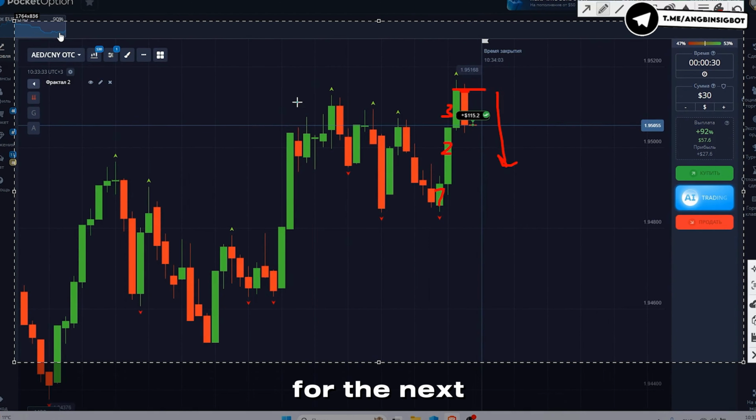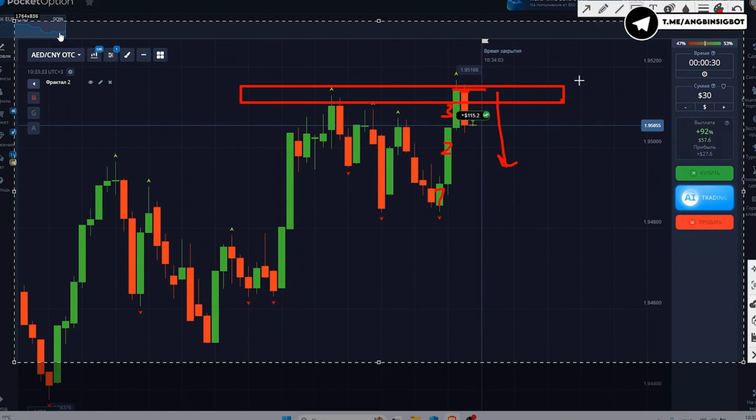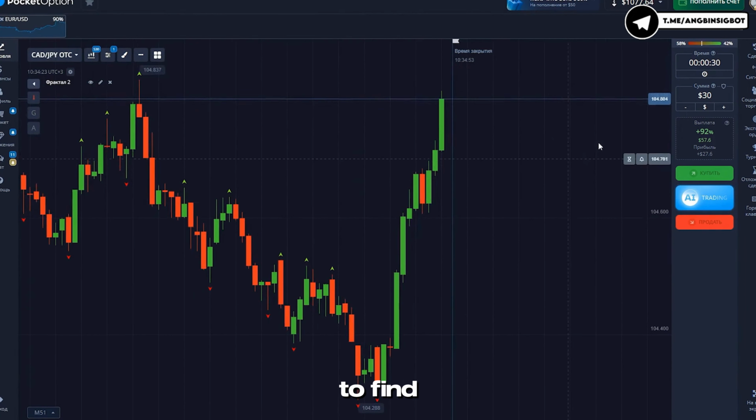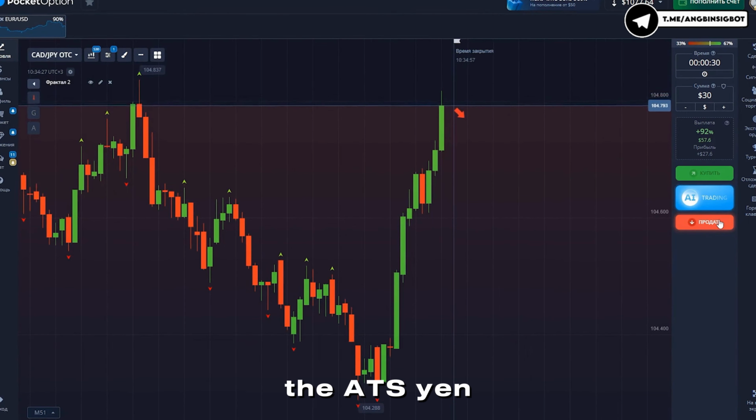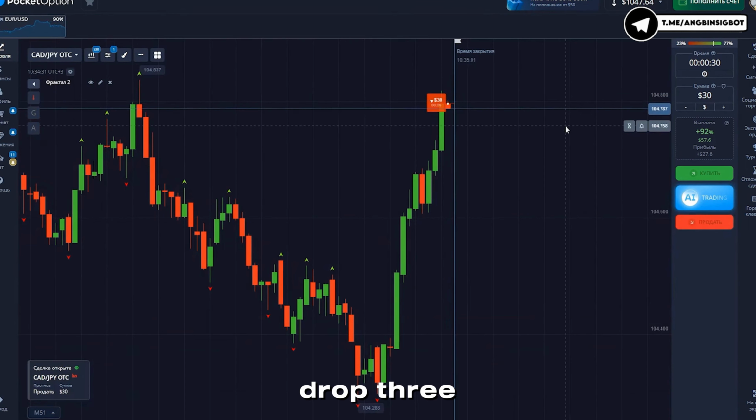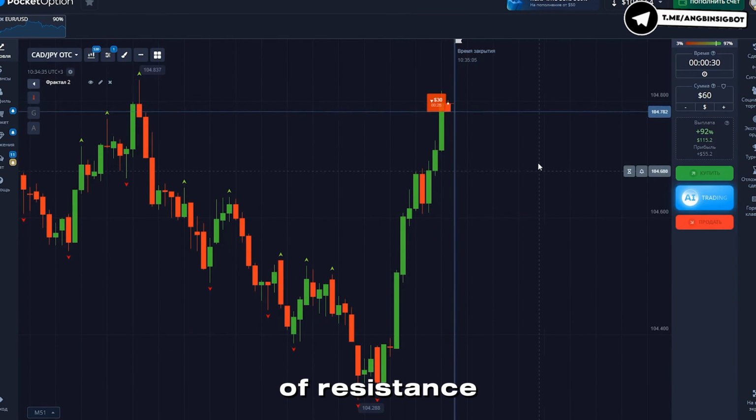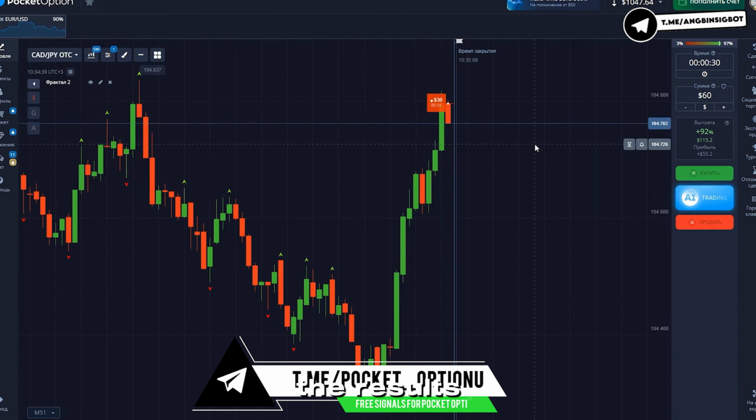I am looking for the next trading pair to show another example of trading according to the strategy. It didn't take long to find. The trading pair is the Canadian dollar and the Japanese yen OTC. We see a strong movement and a long price increase from the chart's drop. 3 candles are moving up. Additionally, we observe a strong level of resistance from the previous high. I opened a trade for a decline. Let's see the results.